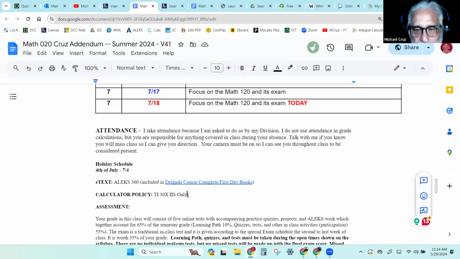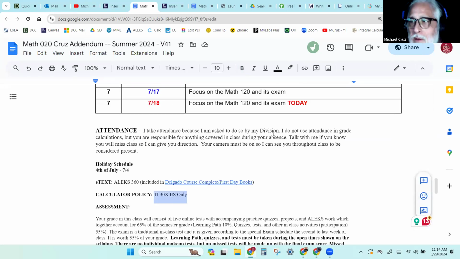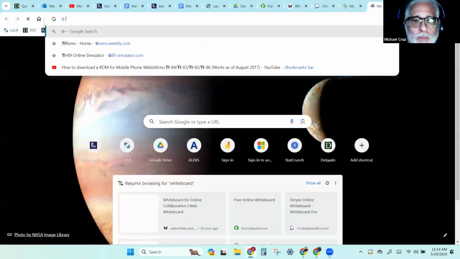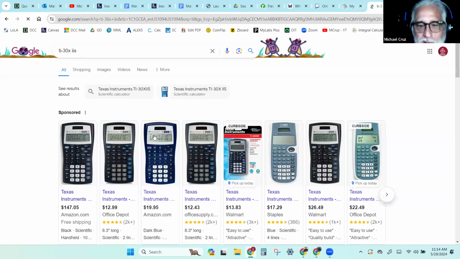And then there's a specific calculator that you have to use for the Math 120 and this class for any kind of testing. And really in this class, there's only the one test, that final exam. But I'll show you that. It's a pretty popular one, and it only costs a few bucks.